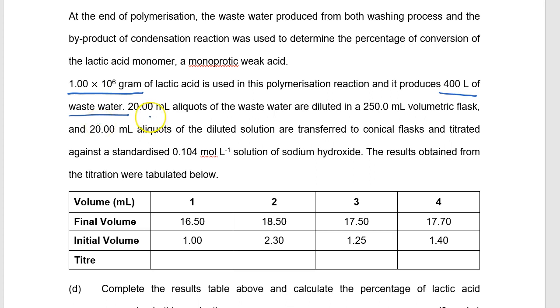Okay, so 20 ml of this wastewater was then diluted to 250 ml, the usual. Then 20 ml out of the diluted solution was transferred to conical flasks and titrated with sodium hydroxide solution. They asked you to complete the results table above. Now remember, there's no mark allocation for the results table, so just fill in. You still need to fill in though to find out the titer values.